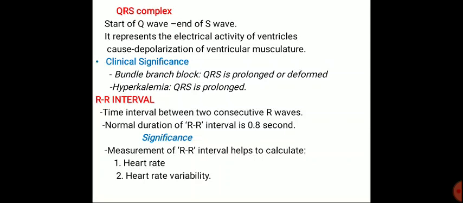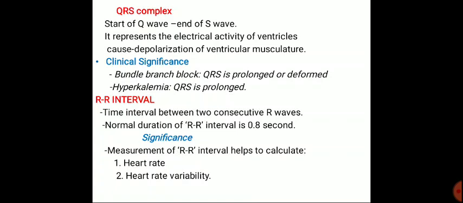QRS complex, start of Q wave and the end of the S wave. It represents the electrical activity of ventricles, causes depolarization of the ventricular musculature. Q wave is because of depolarization of interventricular septum. R wave due to the depolarization of the whole mass of the ventricle. S wave due to the depolarization of the basal part of ventricle. So the QRS complex shows the electrical activity of the ventricle.